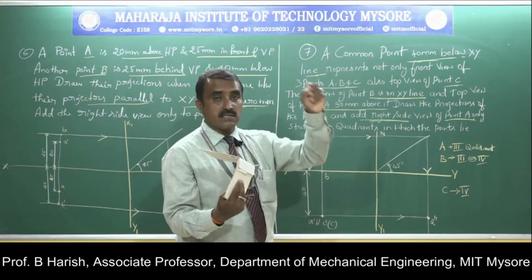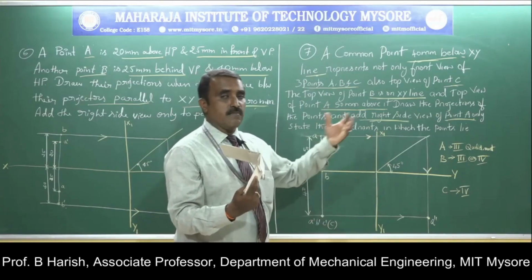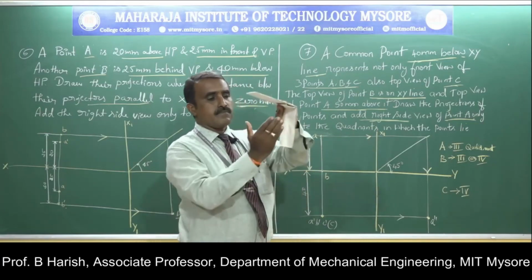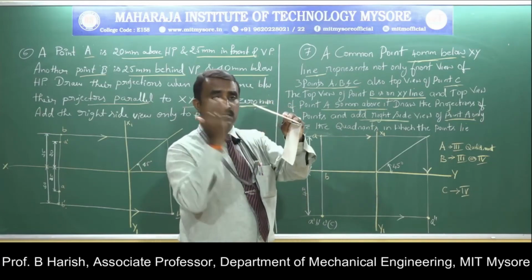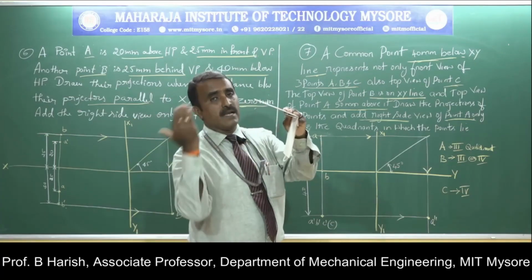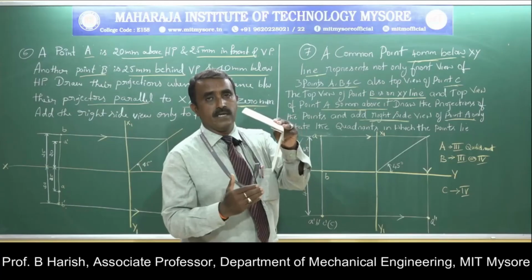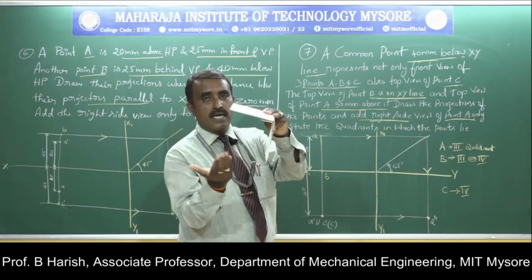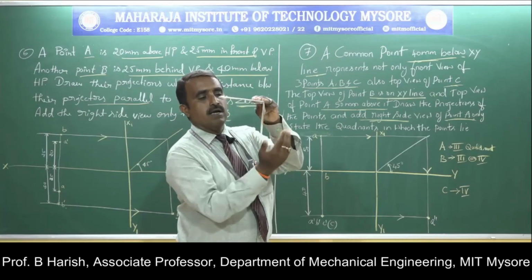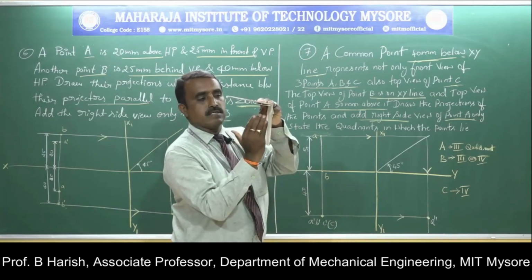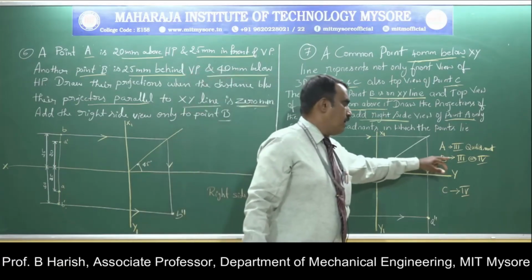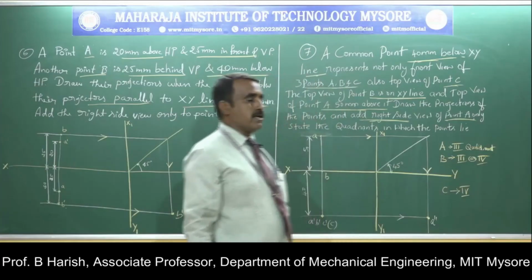Since it is on the VP, it can be either in the third quadrant or in the fourth quadrant, because it is just given that it is on the vertical plane. Whether in front or behind is not mentioned. If you consider it in front, then it becomes the fourth quadrant. If you consider it behind, then it will be the third quadrant. Hence point B can be either in the third or fourth quadrant.